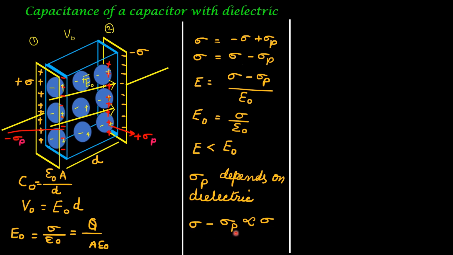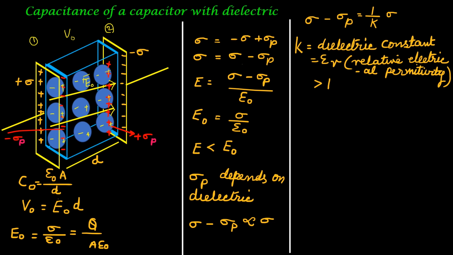But we want to find out the value of sigma P. So we have to convert this into equal to. So for that we use a constant, proportionality constant. That is sigma minus sigma P is equal to 1 by K multiplied by sigma. What is this K? K is the dielectric constant of the dielectric medium. It is also known as epsilon R. R stands for relative electrical permittivity, that is relative electric permittivity of the dielectric medium.